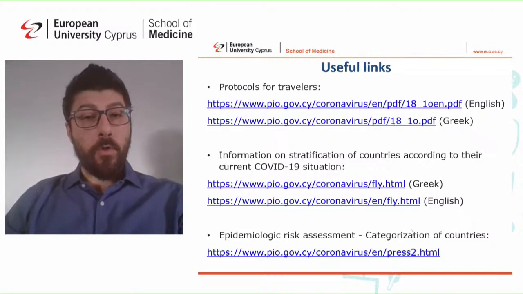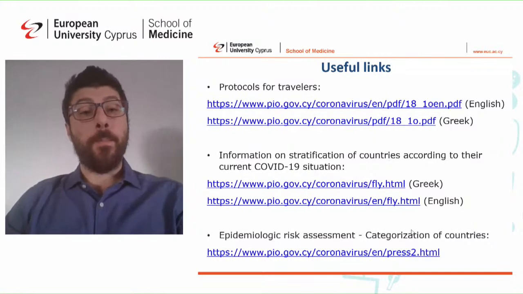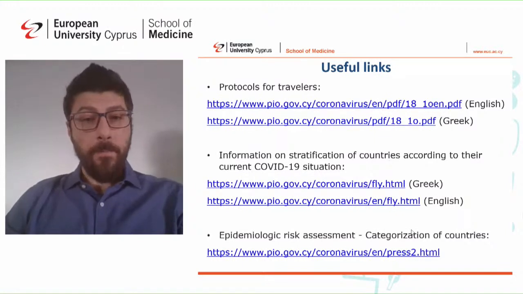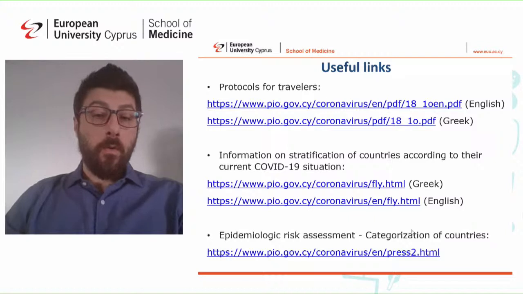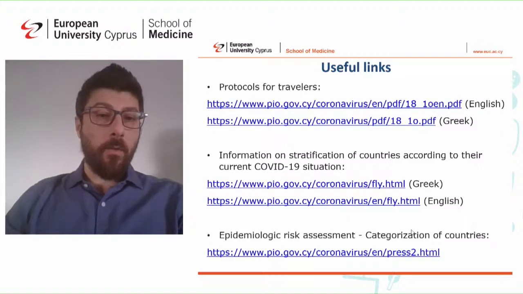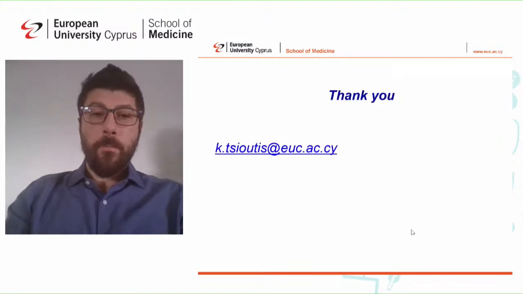We have information on how countries are stratified, how they are categorized, and this is updated weekly. So before you travel, also check this website, check to make sure in which category your country is classified, and when that will start, because it's a weekly update.